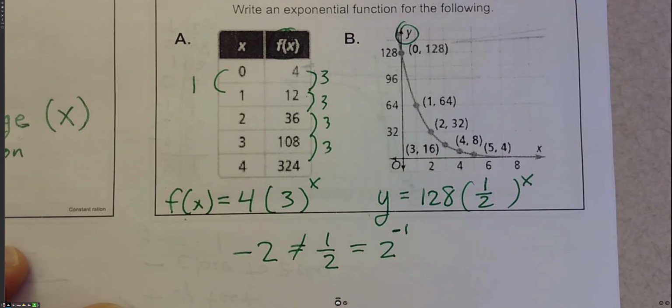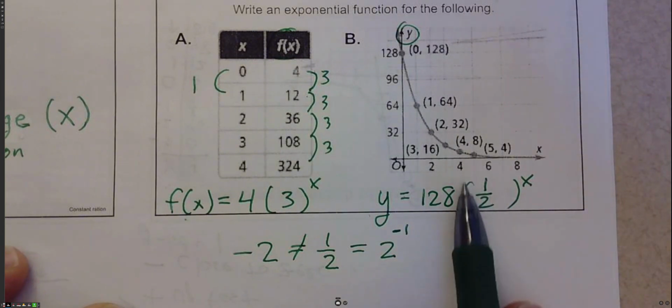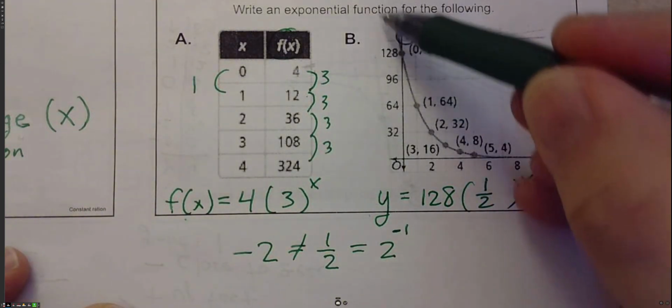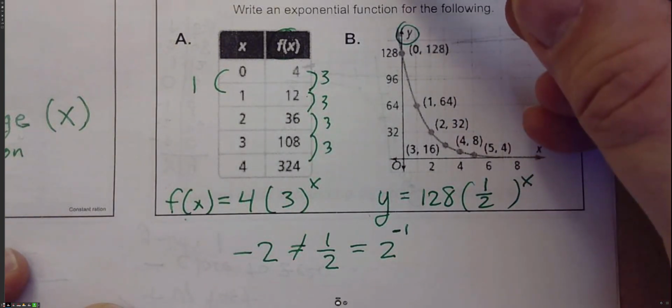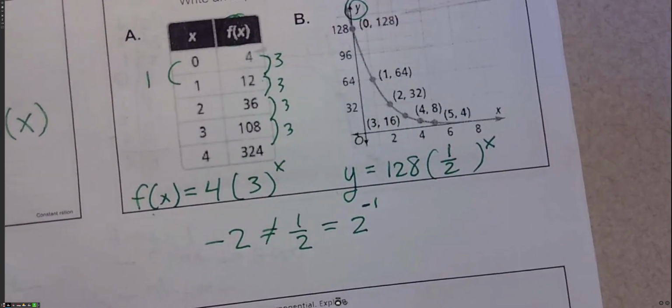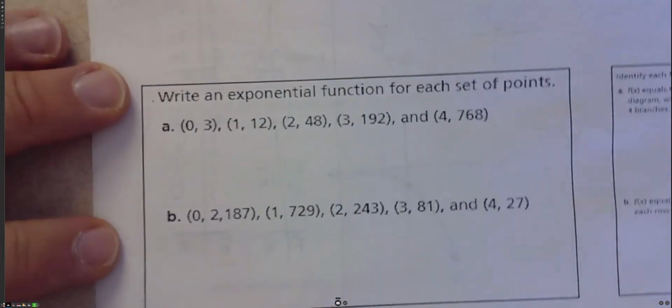When I multiply by a fraction that's less than 1, what does my graph do? It actually goes down. And then this way, it's going to skyrocket up the opposite way, and it's going to approach 0 this way. Okay. Let's try this next one.